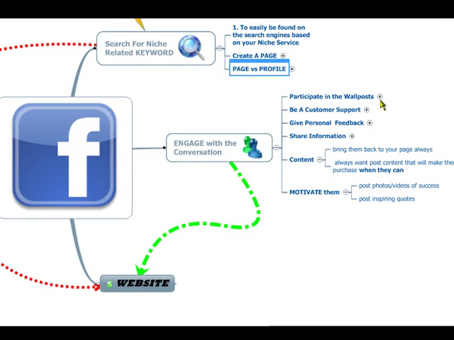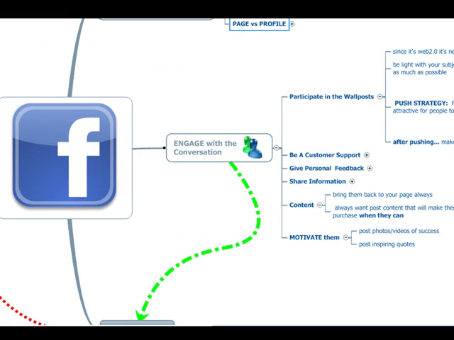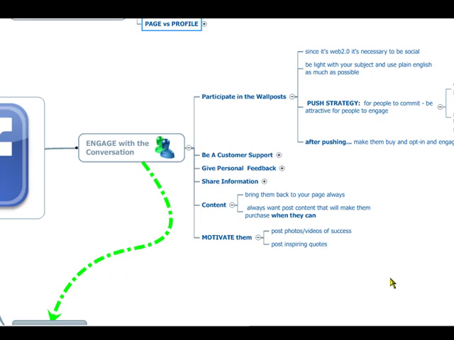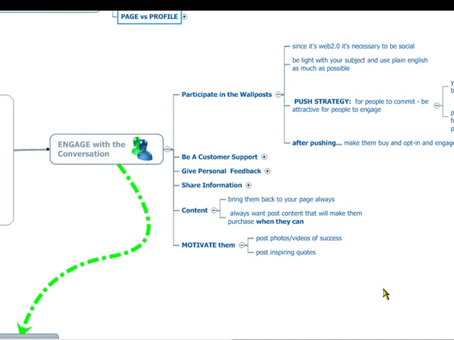Okay, how do you actually do that? Since web 2.0 is social media, it's necessary for you to be social. So be light with your subject, always use plain English as much as possible, and have a very good conversation with these people, so that they can feel that nobody else is working your pages for you. If you go to several pages, you can feel that it doesn't seem like these people are actually talking, because the way they respond could sound a bit generic.